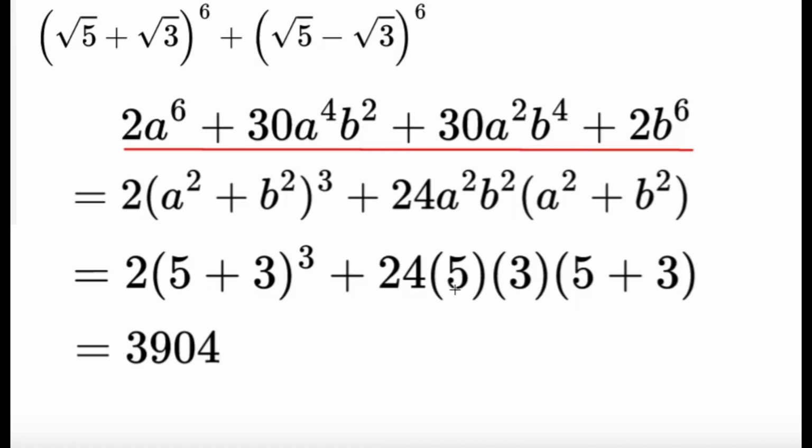So, all right, 5 and 3 go in for a squared and b squared, and then lastly, it's just going to be simple arithmetic. So this is apparently equal to 3,904. So I just put down the original statement. This is equal to 3,904. But so what? If it's equal to 3,904, how does that help solve the initial question, which is to get the floor, or the greatest integer less than or equal to, the sixth power of square root of 5 plus square root of 3?